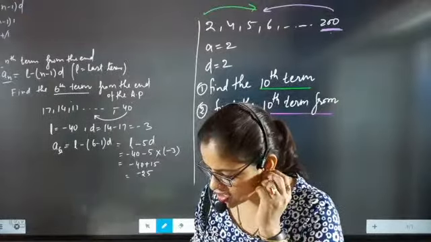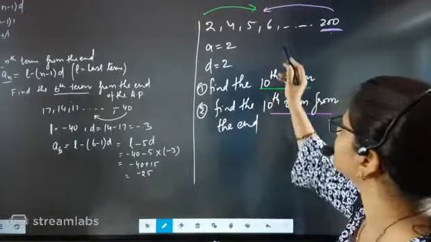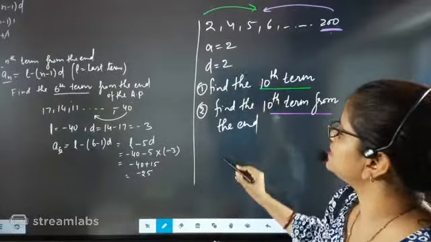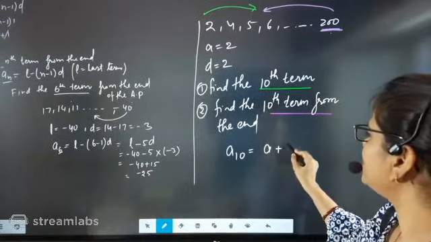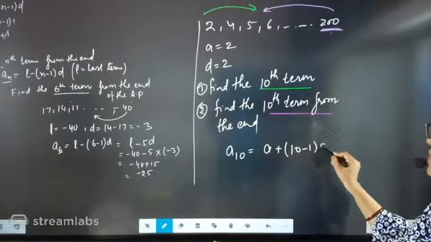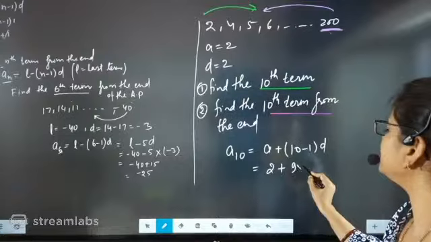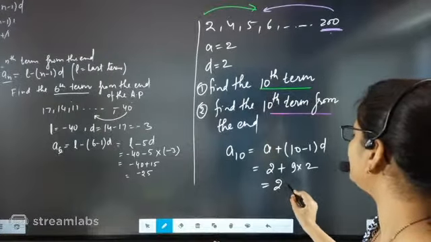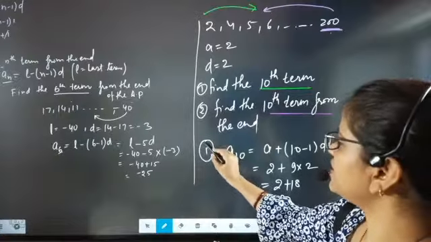Now, can anybody tell me what will be the answer for the forward case? You know A is 2, D is 2. So what will be the 10th term? The formula is A plus (10 minus 1) into D. So the 10th term is 2 plus 9 into 2. So 2 plus 18. It will come to 20. So the first part of the question is very easy to do.